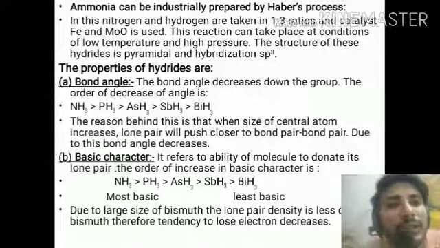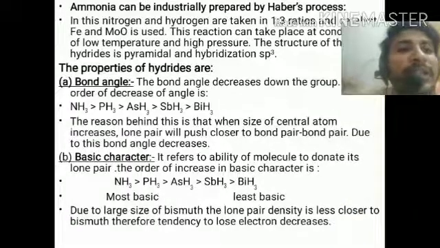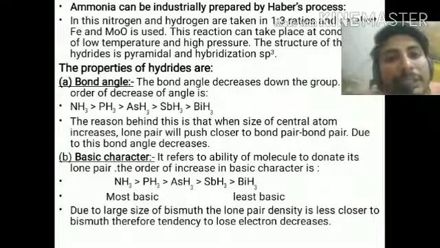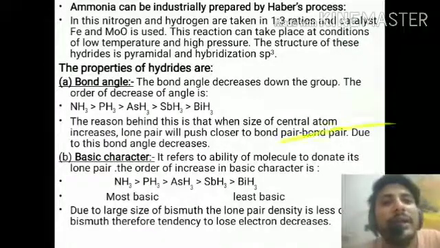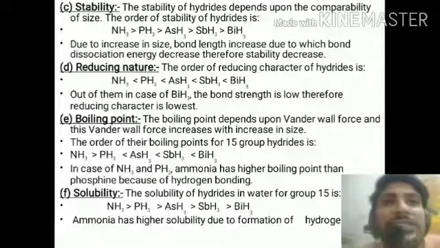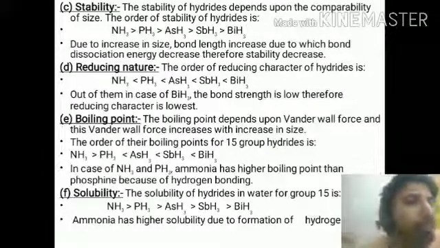Due to the large size of bismuth, the lone pair of electron density is less close to the bismuth, therefore the tendency to lose electrons decreases. That's why basic character decreases. Now, stability. What is stability?